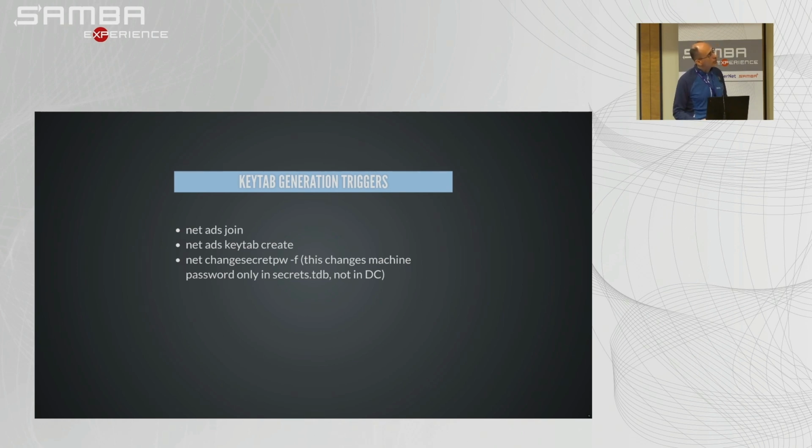And the last one, that's a special thing. If you go to the man page, there will be a warning that you should do that only if you exactly know what it is. This command, net change secret PW, with the force option, you must specify the force option, changes the machine password only in secrets.tdb, not in the DC. That's typically used when something else is updating the password at the DC. It's not Samba, it's not Winbind, but you want to have the current password in the secrets.tdb. And that's newly, after my change, this code also updates the keytab.